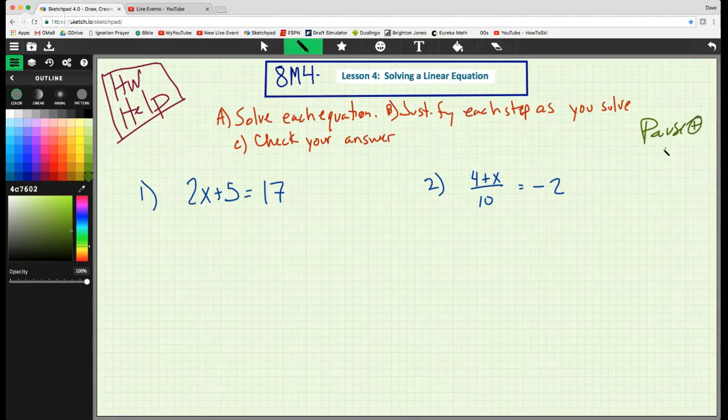Pause and try. Do both of these, and I'm going to come back and we're going to solve them together. Okay, first we're going to, now I assume you're back.